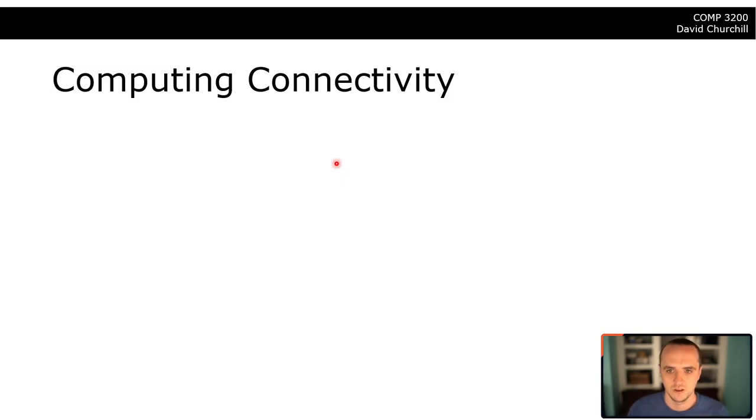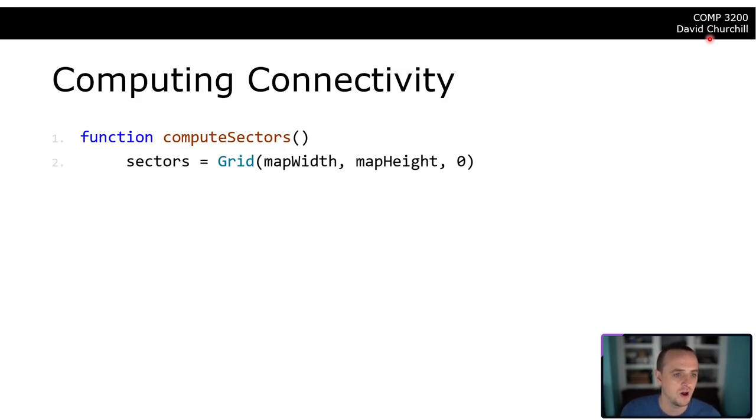All right. So computing connectivity. Here is the algorithm that we just did visually. I just showed the example, here's the algorithm. We're going to have a function in our code called compute sectors. I'm going to set up a new two-dimensional array, a grid. It's going to have the same width as the map, and the height of this 2D array is going to be the same height as the map. And it's going to be initially filled with all zeros.